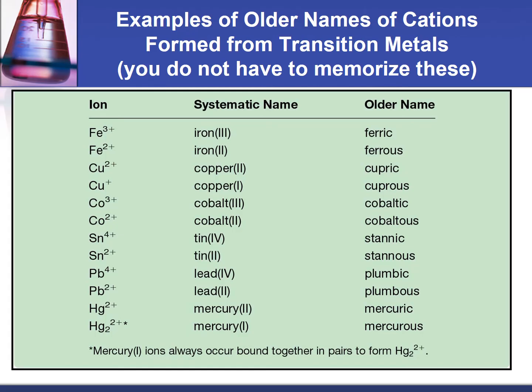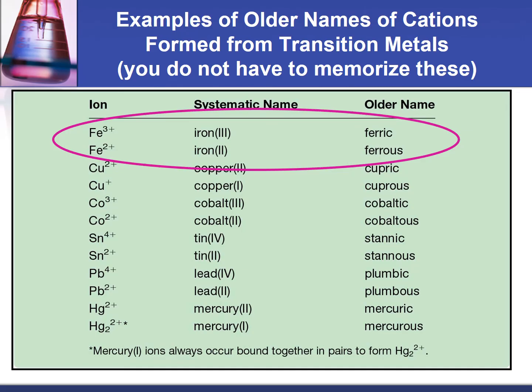Just as an example, sometimes you find a Latinized version of some of the transition metal names, such as ferric or ferrous. The name iron 3 is called our stock system name. The stock system was invented in the early 1900s by a chemist by the name of Alfred Stock. The old name for iron 3, though, was ferric. The old name for iron 2 was ferrous.